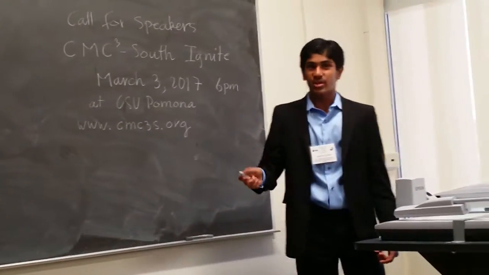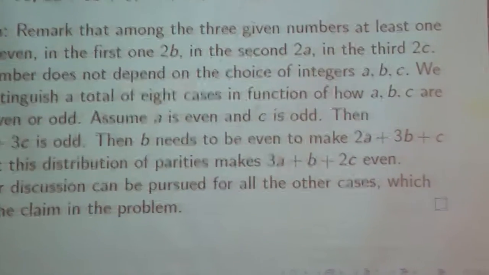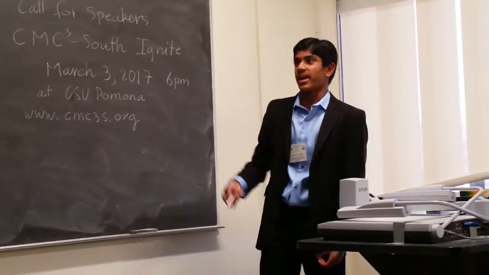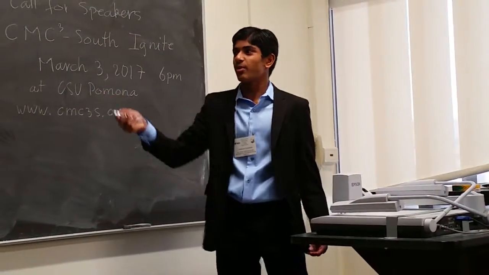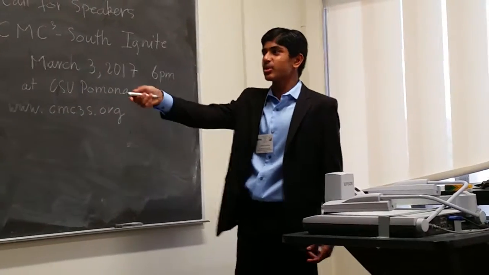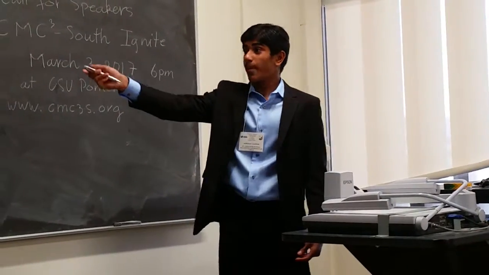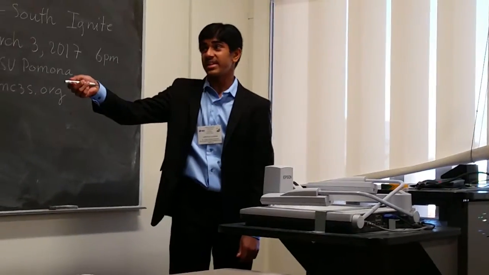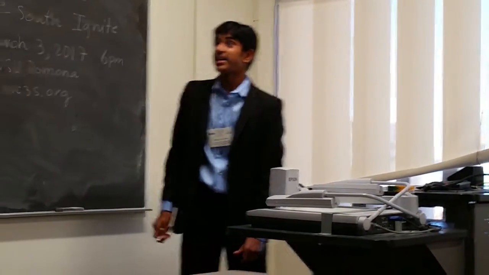So if you think about that, you'll have 8 cases to prove for A, B, and C being even or odd. If there are 8 cases, they're all going to work the same way. So if we take one case, we can get similar results with the other ones. So here's how I proved it. Let's assume that A is even and C is odd.